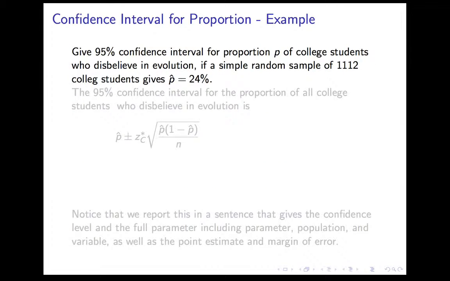Alright, we are at last ready to face our example. Remember, we were looking for a 95% confidence interval for the proportion p of college students who disbelieve in evolution, supposing that a simple random sample of 1,112 college students gave you a p hat of 24%.